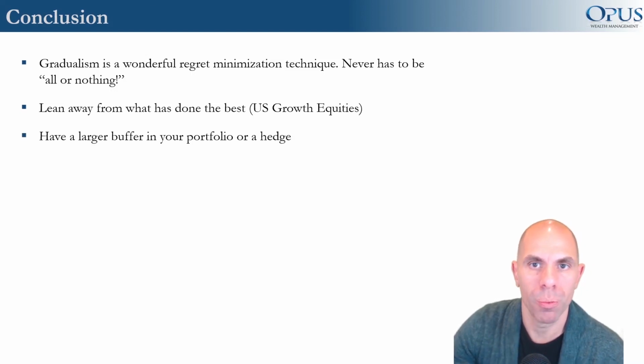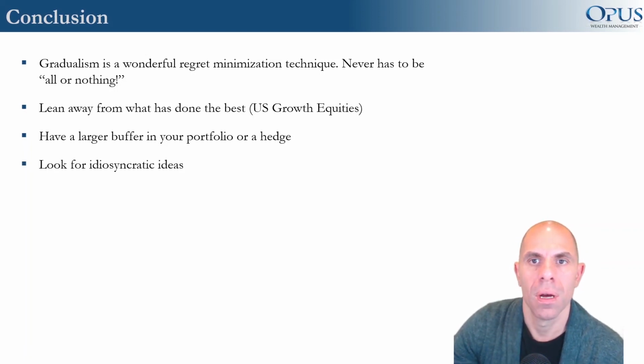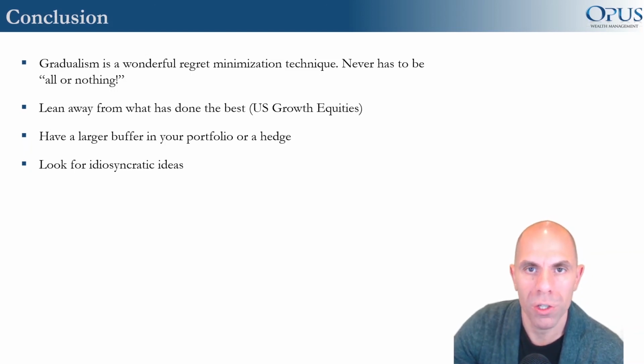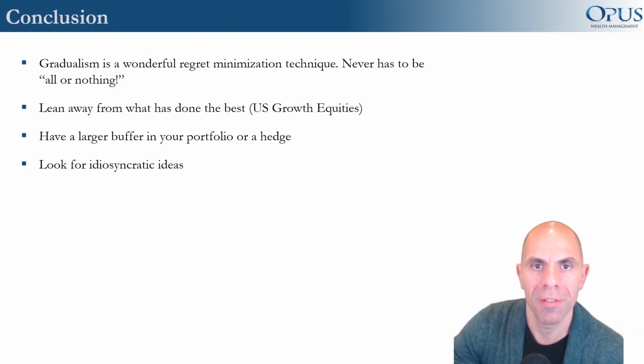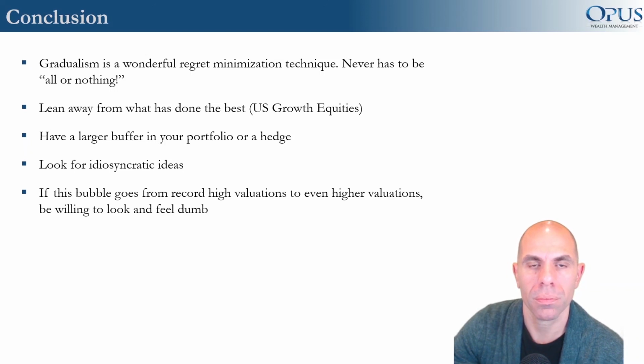Have a larger buffer in your portfolio or use a hedge. Given the optimism in prices today, you might consider a larger buffer of safer assets, or if you're lucky enough to have access to a quality hedge, use it. Look for idiosyncratic ideas. I've been spending a lot of my time looking for ideas that I call away from Wall Street, things that didn't necessarily benefit from the prevailing winds of the last 10 years, but are likely to be more protected when this era ends.